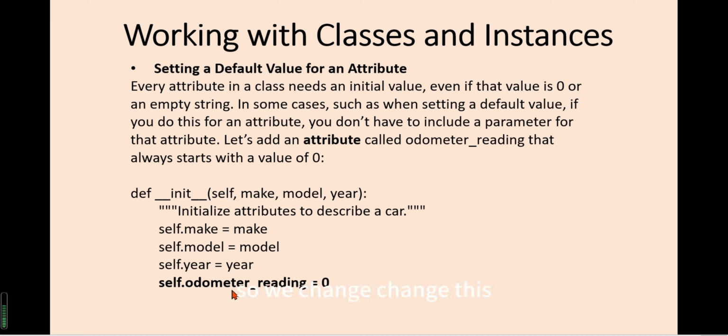So we change this initial function in the class, and we add an extra statement, self.odometer_reading = 0. So for the user input information, we do not need this odometer reading now, because in the initial function we have assigned a default value to this attribute. That means the car has an attribute called odometer reading with an initial value 0.